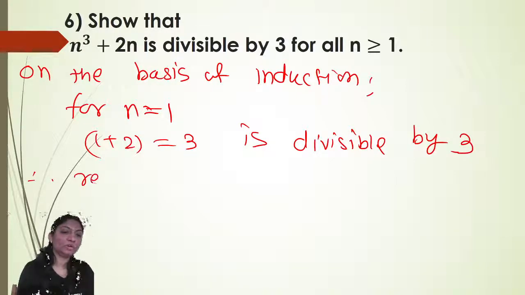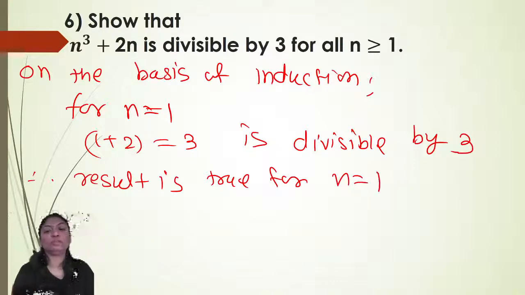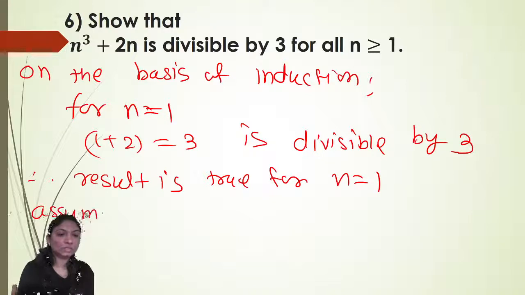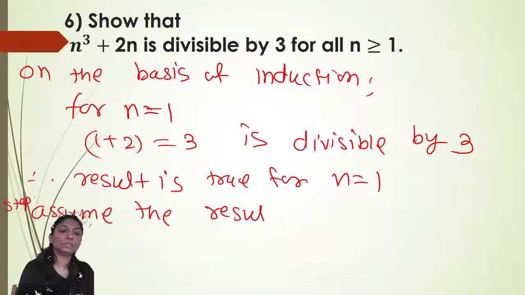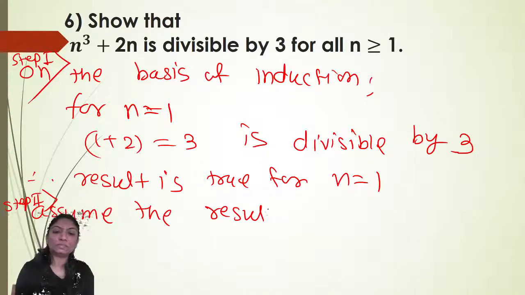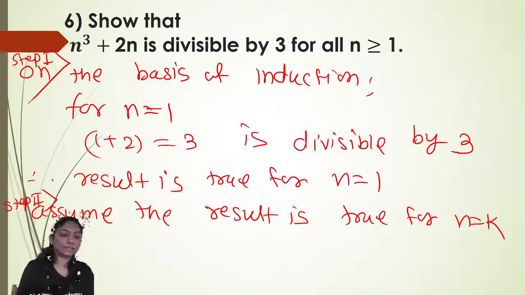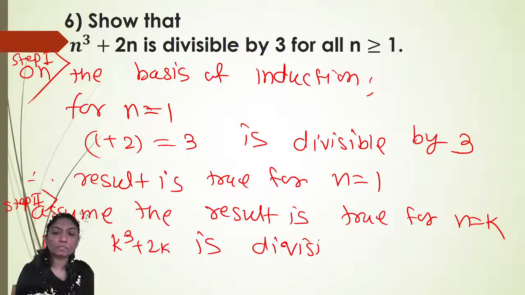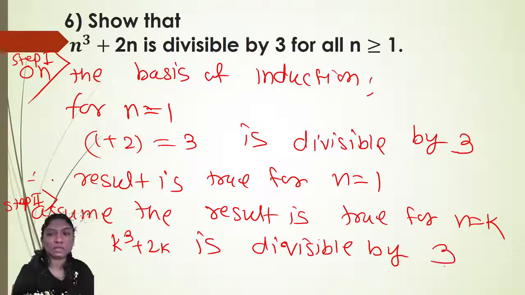Therefore, the result is true for n is equal to 1. Now, step 2: assume the result true for n is equal to k. That is, n is equal to k, it means what? k cube plus 2k is divisible by 3, right?